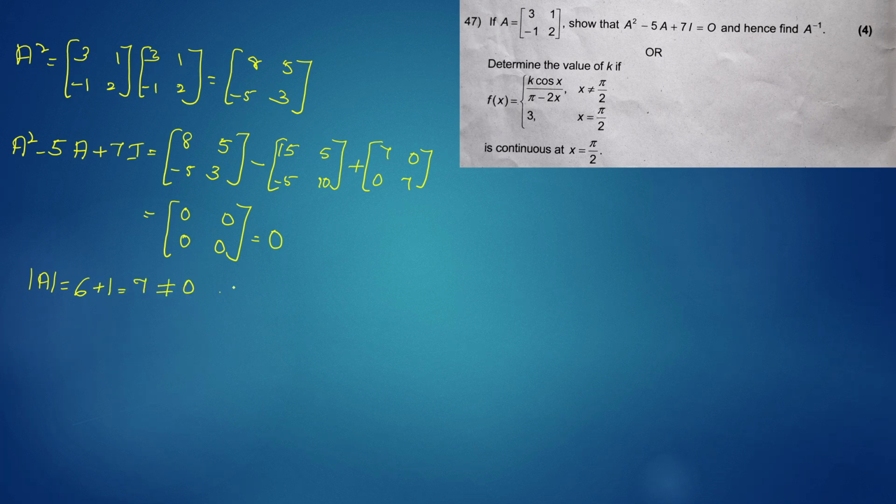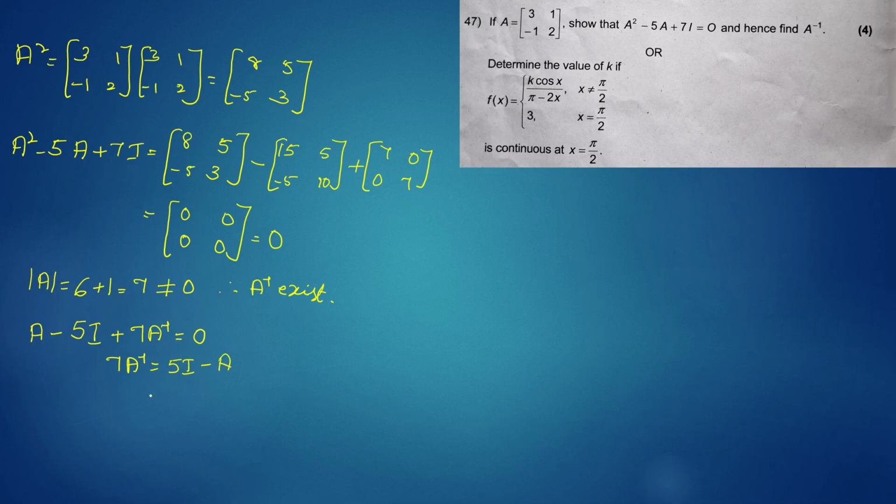Therefore, A inverse exists. As A inverse exists, multiply the whole given equation by A inverse. Then we get A square into A inverse, which is A, minus 5A into A inverse, which is 5I, plus 7I into A inverse, which is 7 into A inverse, which is equal to 0. We want to find A inverse, so let us keep A inverse as it is. If we shift the other terms, we get 7 into A inverse is equal to 5I minus A.